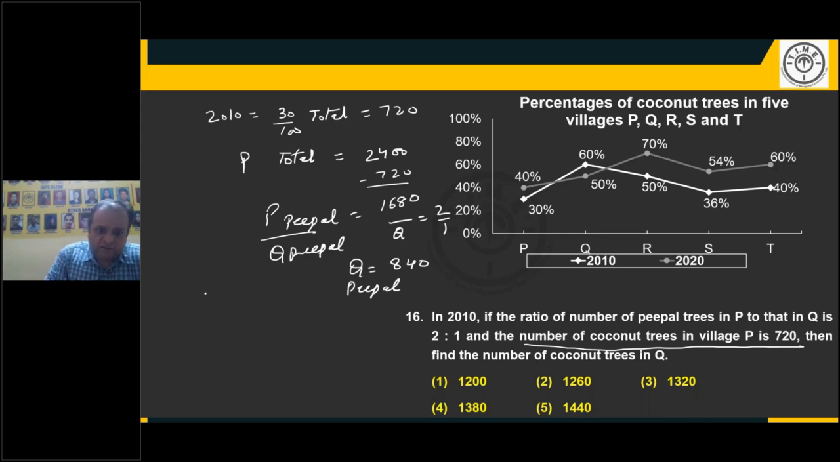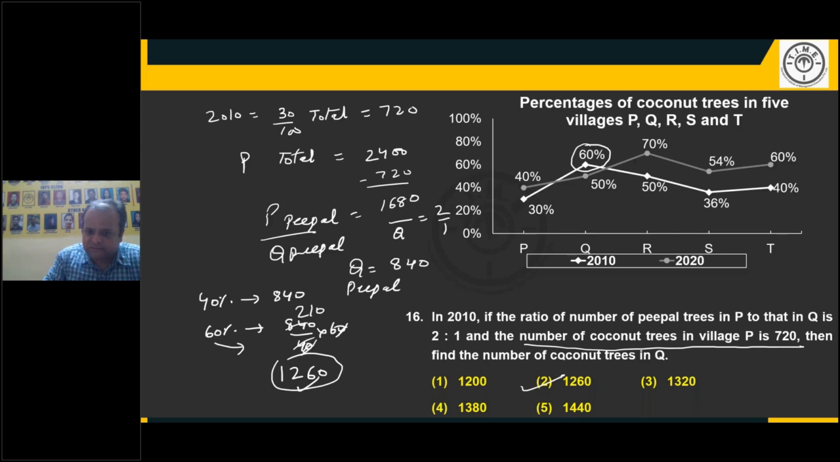So we can say 40% value is 840, and we have to find 60% ka value. So agar 840 upon 40 into 60 we do, we get 60%. See, why are we finding 60%? Because for Q, coconut trees in 2010 is 60%. So if we solve this, we get 1260 as our answer. So 0 gets cancelled. So 210 multiplied by 6, our answer should be 1260, which is option number 2.